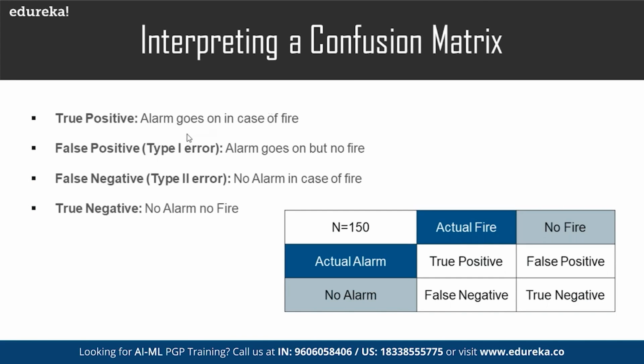For example, true positive, I was talking about it: the alarm goes on in case of fire. False positive, again a type 1 error we call it: the alarm goes on but there is no fire. But false negative is very critical. Type 2 error: no alarm even though there is a fire in place. It's such a dangerous thing. But in some cases we do not need to consider such false negatives.